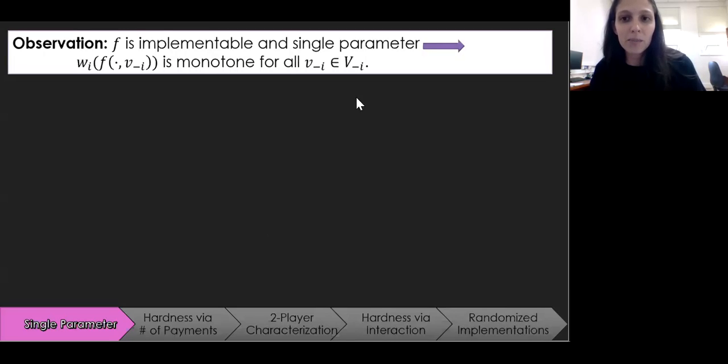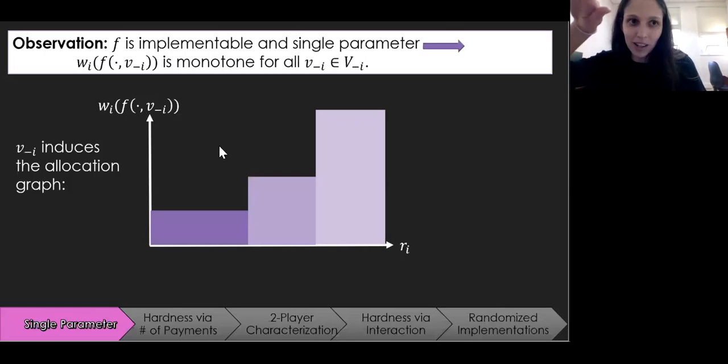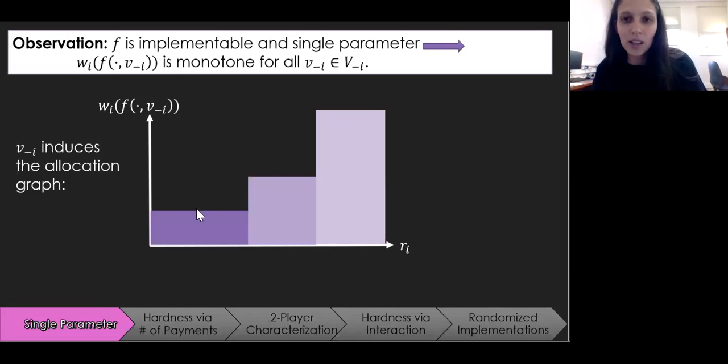If a function is implementable, then the evaluations of all the other players induces the following allocation graph for it, where the x-axis is the scalar that player I holds, and the y-axis is the value of the public function of player I whenever she bids Ri. And note that this graph is necessarily monotone because it is known that in single parameter domains, implementability and monotonicity are equivalent. But it does not necessarily look like this. It might also be like this or in any other way. This graph is just for illustration.